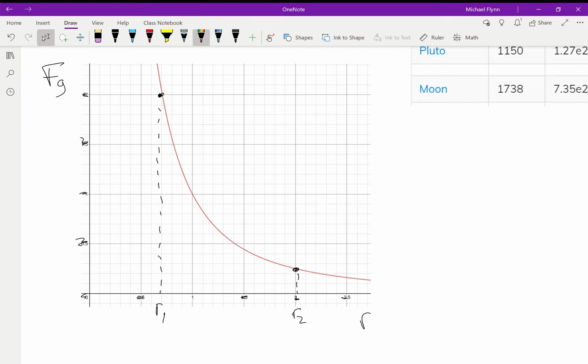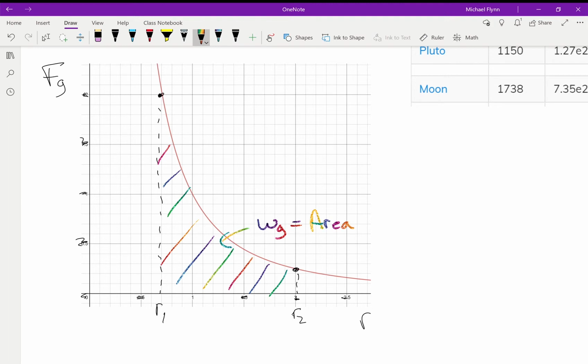Well, I'll use my little rainbow color here. We've seen variable forces before, and the work required, the work done against gravity, will equal the area in a force versus distance graph.